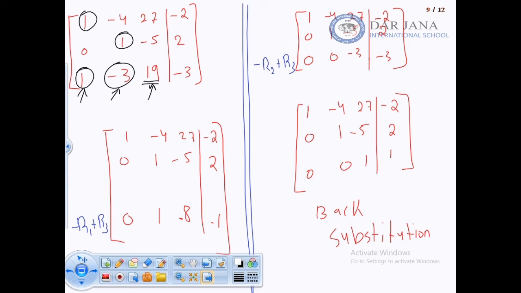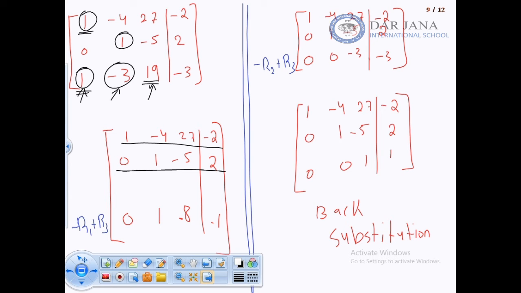What's the second operation? I'm going to multiply R1 by negative 1 and add it to R3. So if I multiply 1 by negative 1 and add it to R3, negative 1 plus 1 is 0. This is nice. So 1, negative 4, 27, negative 2, the first row will not change. The second row will not change. The third row will change because I will add to it a negative R1. So let's go back and look at R1. 1, negative 4, 27, negative 2, multiply it by negative 1.